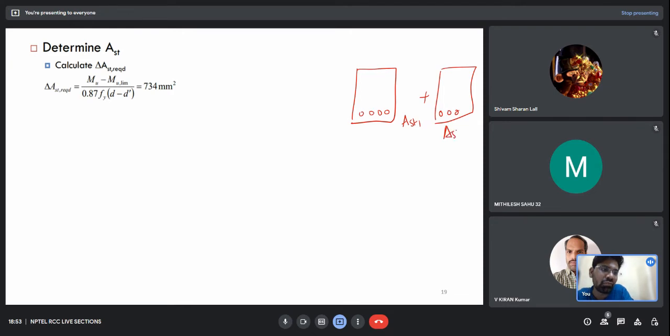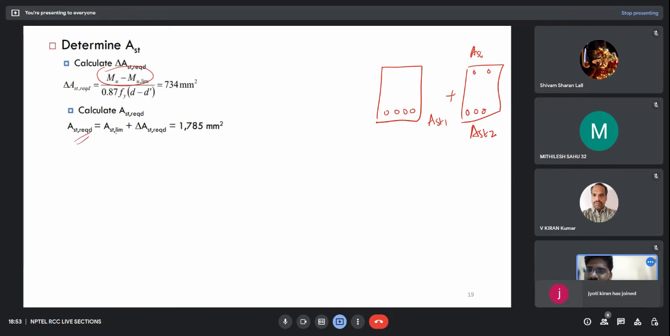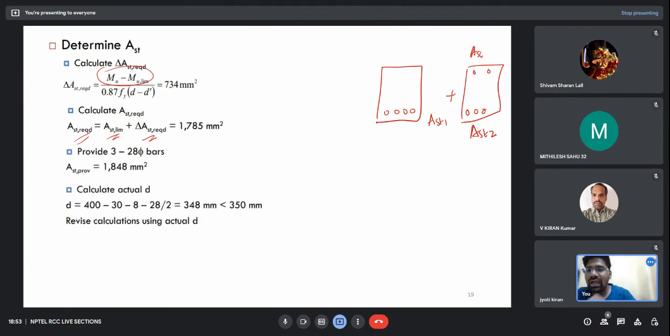This is just a diagram for reference, and this Ast2 corresponds to the compression steel Asc. So for this difference, I am now calculating Ast2. It is 734. Now you can see the Ast required will be Ast1 plus Ast2. This is the total tensile steel which I have to provide. Now I am assuming 3 bars of 28 phi. So Ast provided is this, while Ast required is this.